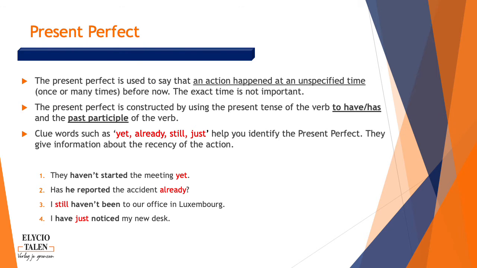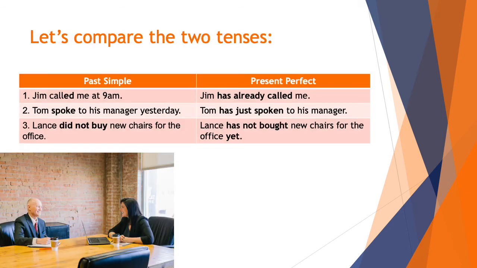Let's take a look at these four examples. Number one, they haven't started the meeting yet. Number two, has he reported the accident already? Number three, I still haven't been to our office in Luxembourg. Number four, I have just noticed my new desk. So if you take a look at them analytically, you realize that there is a recency behind each of these sentences. To better understand the difference between these two tenses, let's compare them with each other.